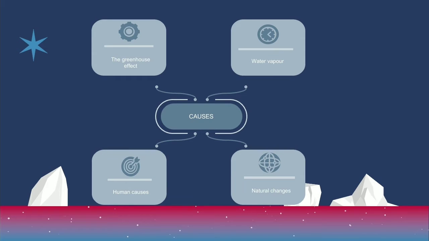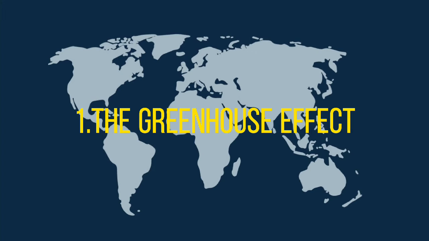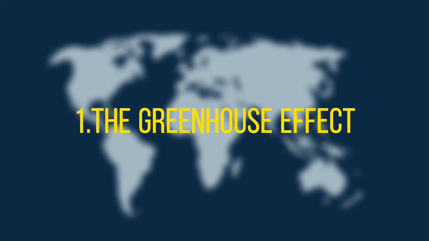Next is the causes of global warming. There are 4 main causes that I have listed, which are the greenhouse effect, water vapor, human causes and natural changes. Number 1 is the greenhouse effect.